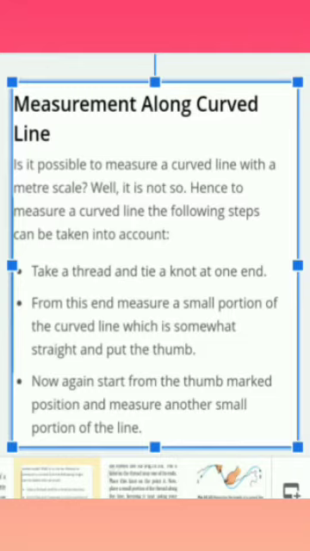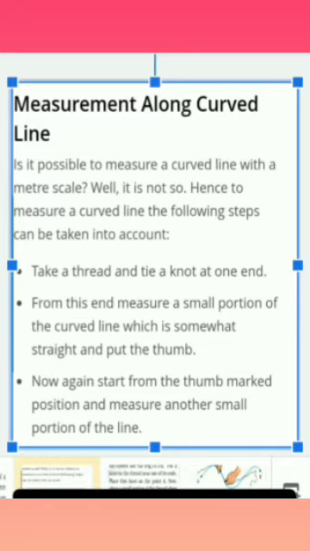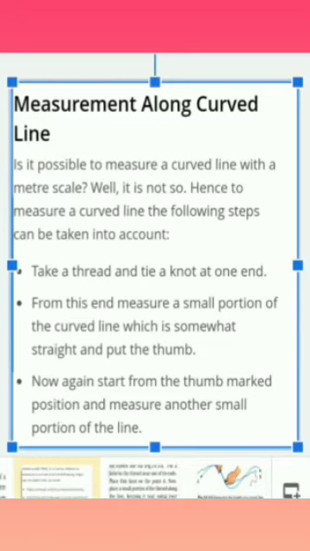Hence, to measure a curved line, the following steps can be taken. Take a thread and tie a knot at one point. From this end, measure a small portion of the curved line which is somewhat straight and put a thumb on it. Now again start from the thumb, mark the position and measure another small portion of the line.